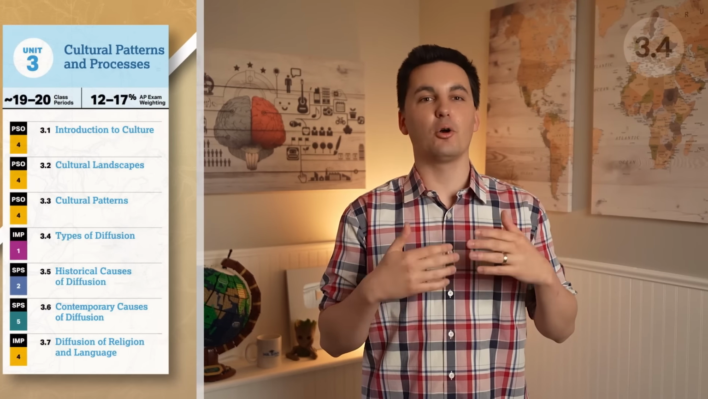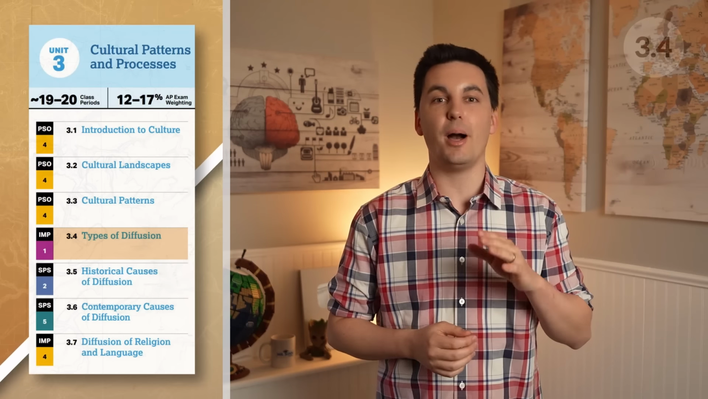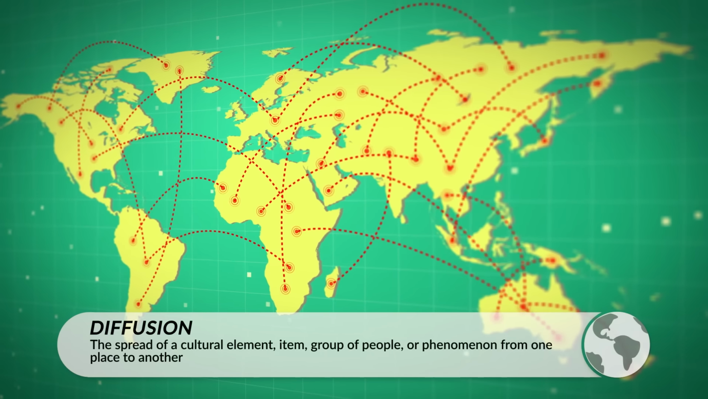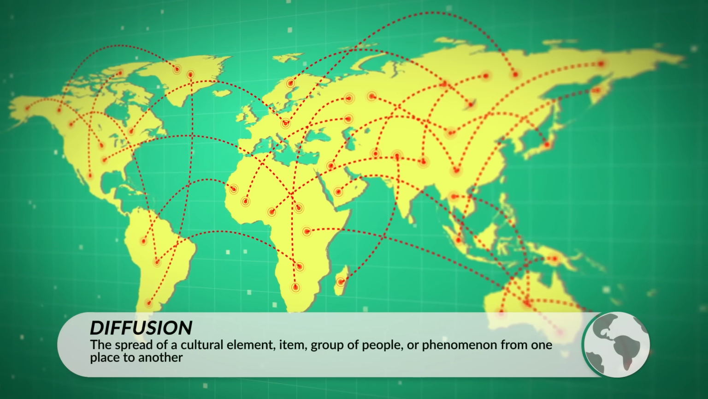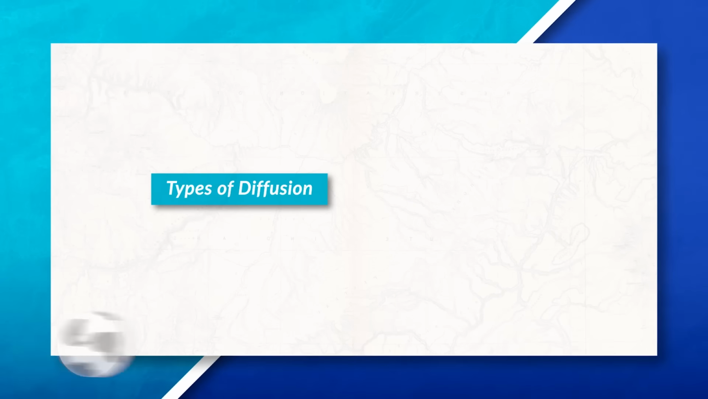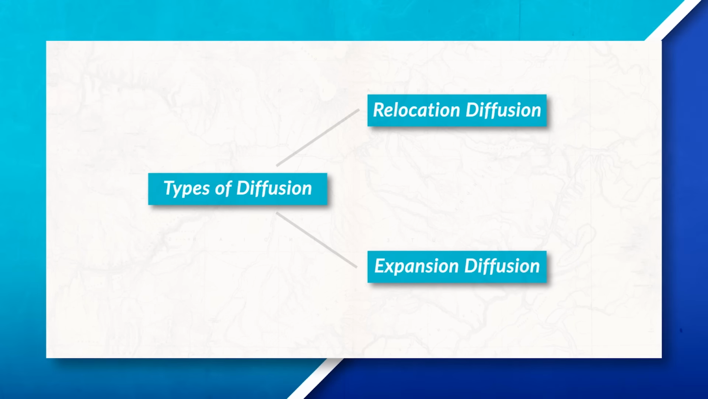So we've been talking about how cultures shape the cultural landscape, but we also have to talk about how different cultures diffuse. When talking about diffusion, we are talking about the spread of a cultural element, item, group of people, or phenomenon from one place to another. We can break diffusion down into two broad categories: relocation diffusion and expansion diffusion.